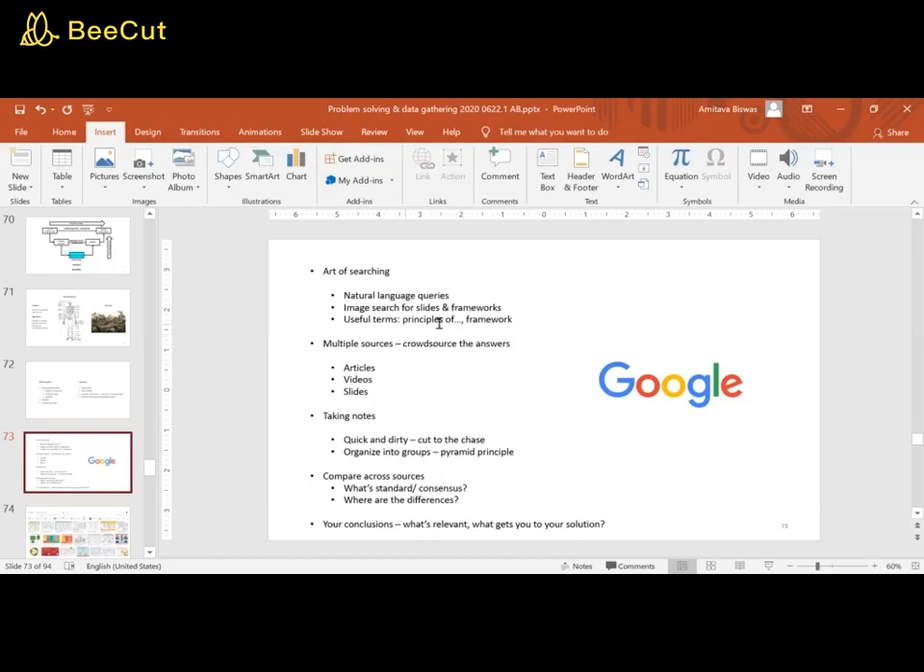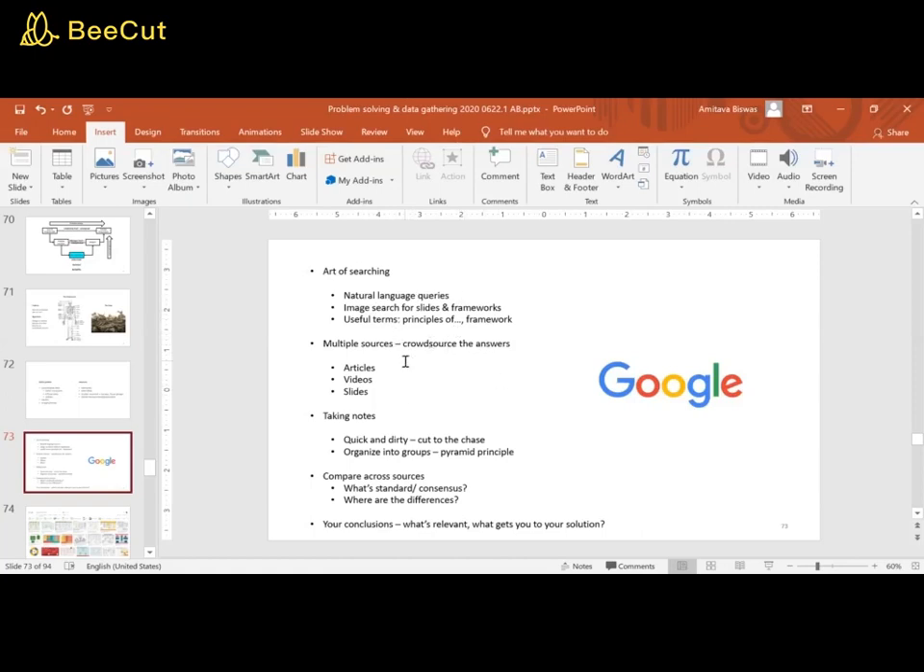Think about some useful terms that are helpful in searching, right? So if we're thinking about, let's say, data visualization, you can put principles of data visualization or data visualization frameworks, right? That gives you some idea of what's going on. So these kind of prefixes or suffixes sometimes help you out in your searching. And again, if we want to go in deeper and talk about any of this stuff, we can do that.